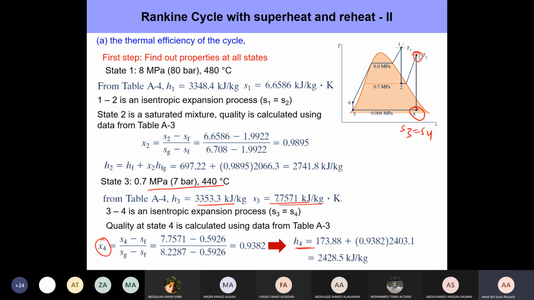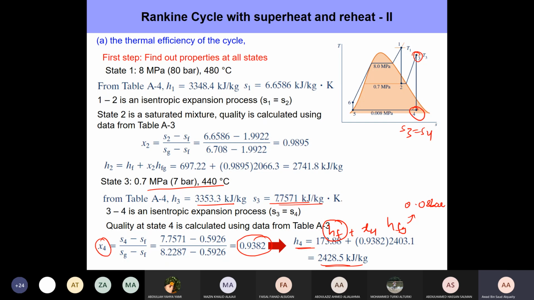It's simply equal to HF plus X4 times HFG. Now these values, HF and HFG, are at 0.08 bar, right? They are at the condenser pressure. So once you plug them in, this is what we get as the value for H4. Now there's something important I want you to point out here, and I want you to look at this value of X4. See, this X4 is pretty high. It's 0.9382, again indicating that we have a majority vapor, very little liquid droplets.